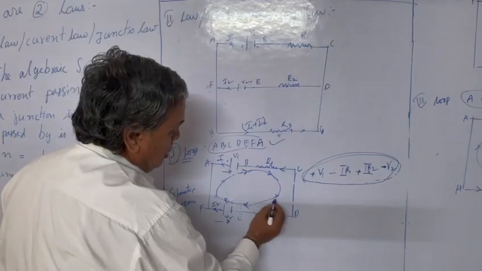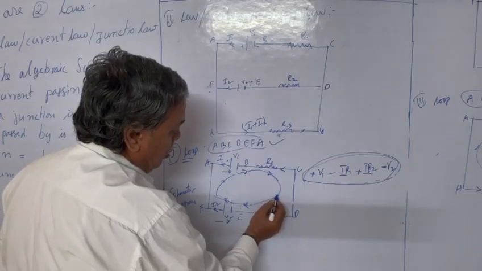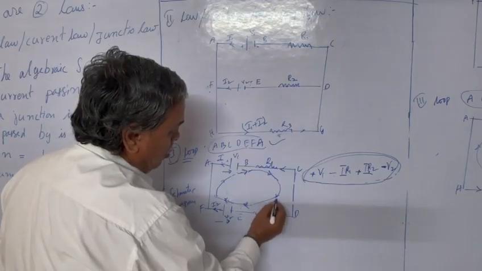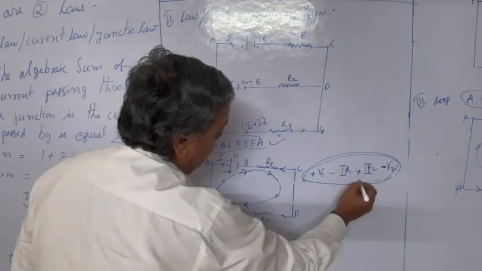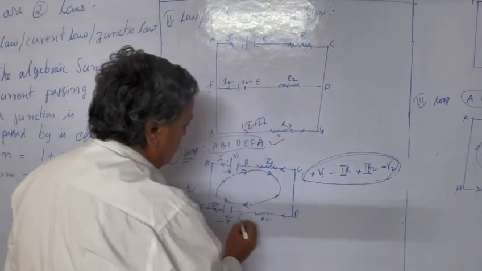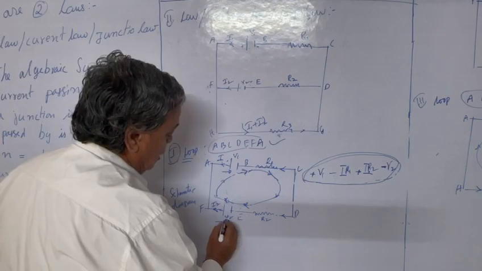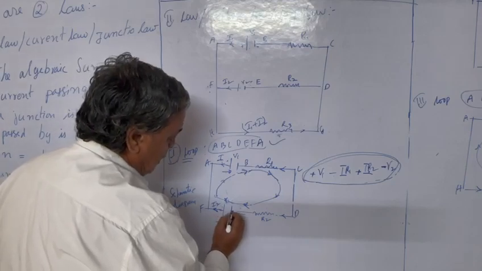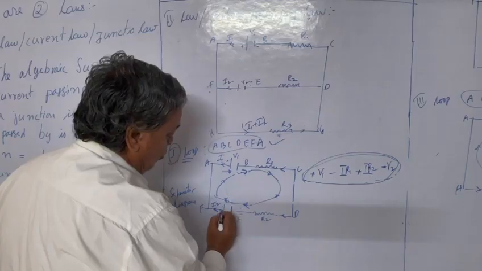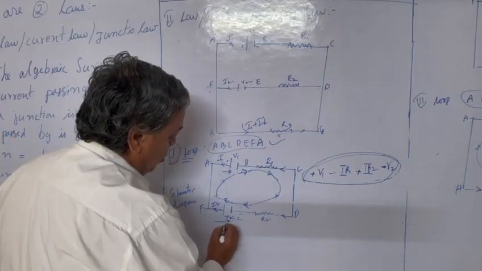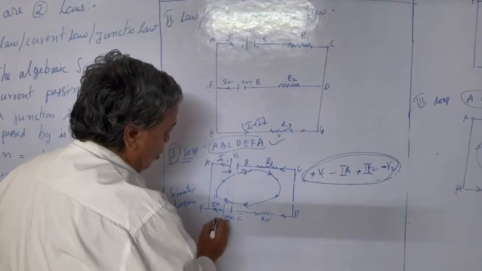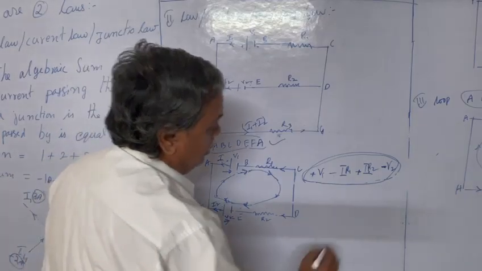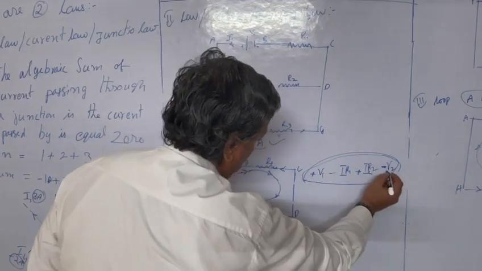This is the arrowhead of the inside loop. Both are in the same direction, that's why it is positive. Next, if you draw it, this is voltage V2. Current flows from the positive terminal to the negative terminal, that's why I have put this arrowhead. Both are opposite to each other, that's why it is minus voltage.